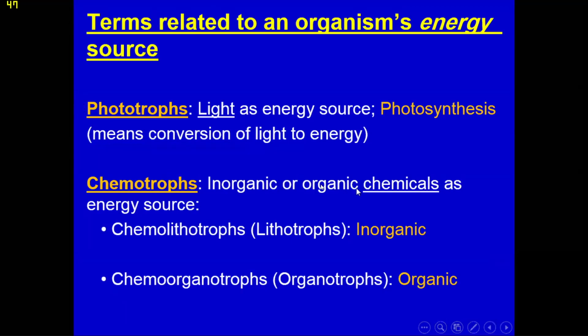Chemotrophs use inorganic or organic chemicals as a source of energy. Inorganic ones are called chemolithotrophs; for simplicity, we say lithotroph. Microbes that use inorganic materials are called lithotrophs or chemolithotrophs. If they use organic material, they are organotrophs or chemoorganotrophs. We are going through definitions, as I said. We are going to depend on these words later on, so you should know the meaning of chemotrophs, phototrophs, and so on.